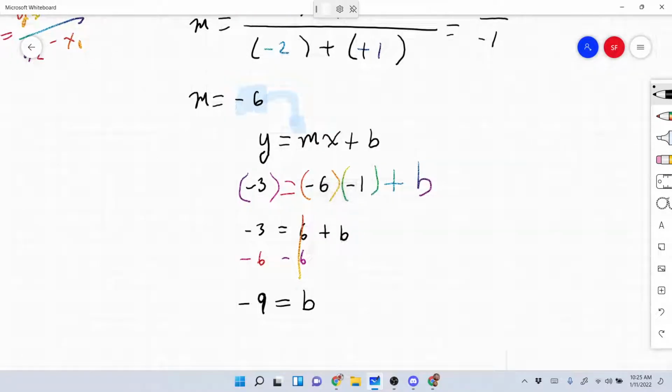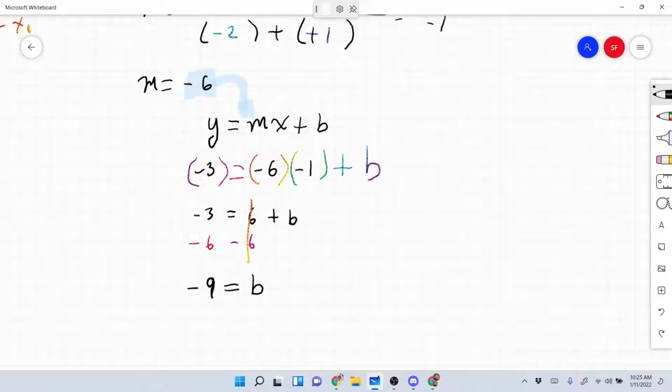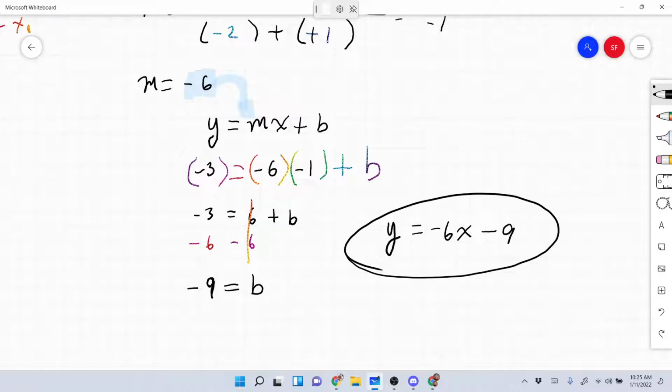So our final answer is what? Y equals mx plus -9. Try again. Y equals -6x. There you go. -6x minus 9. Very good. Any other questions on that homework set before we talk about the next one?